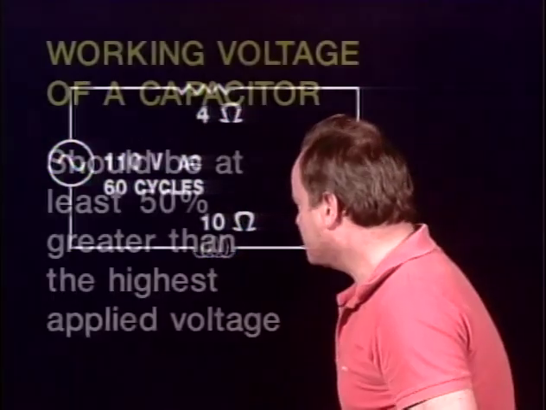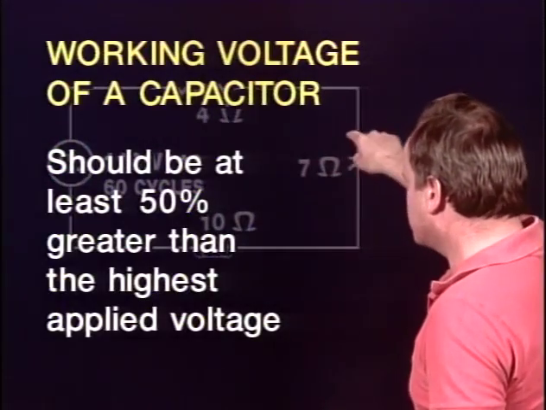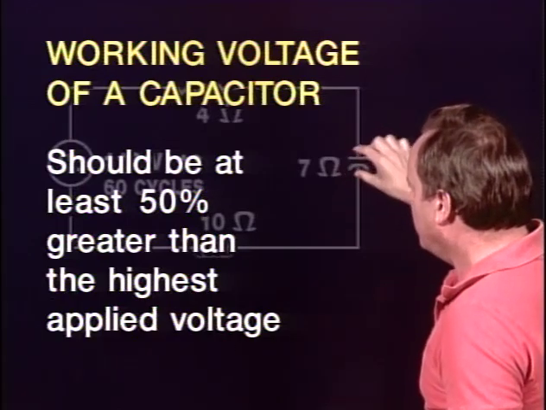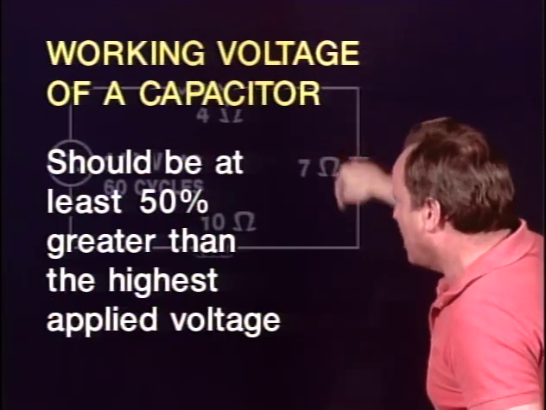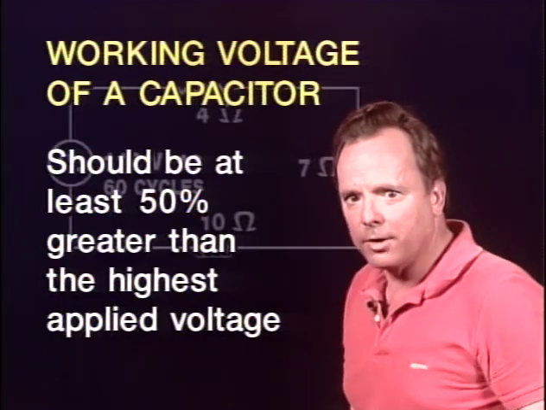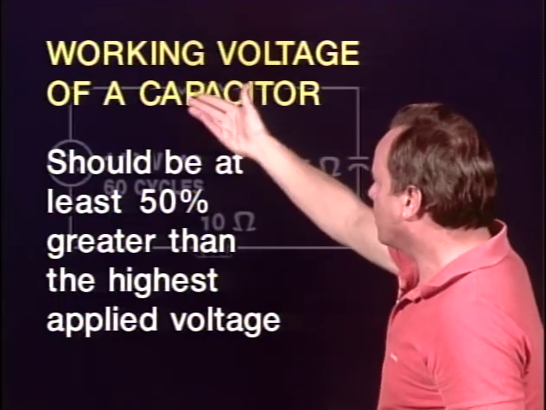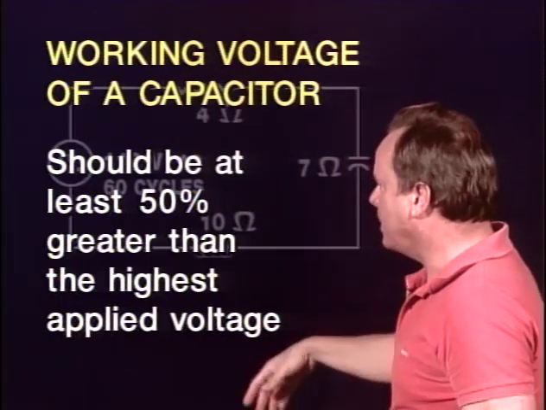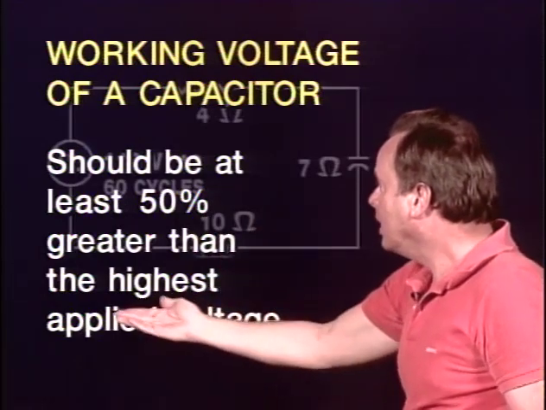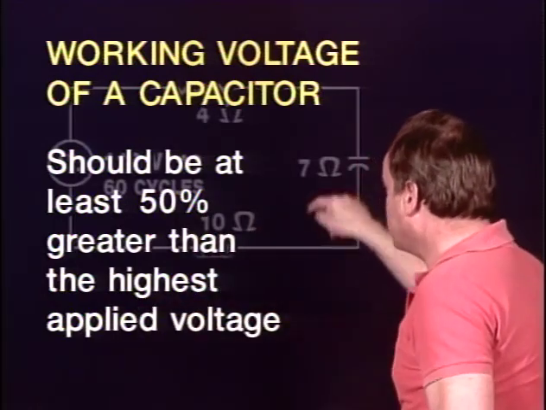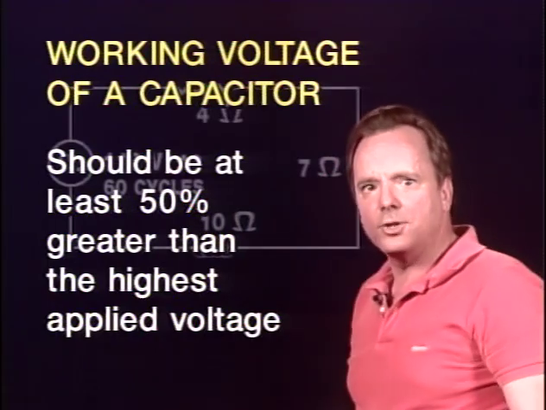Now, there is a maximum working voltage of a capacitor because the dielectric is only so strong. And so if you had too much voltage, it would just jump right across the capacitor and, of course, ruin the capacitor. So what they say is the working voltage of a capacitor should be at least 50% greater than the highest applied voltage you're ever really going to put on it. Otherwise, you could short out the capacitor and go right across it.